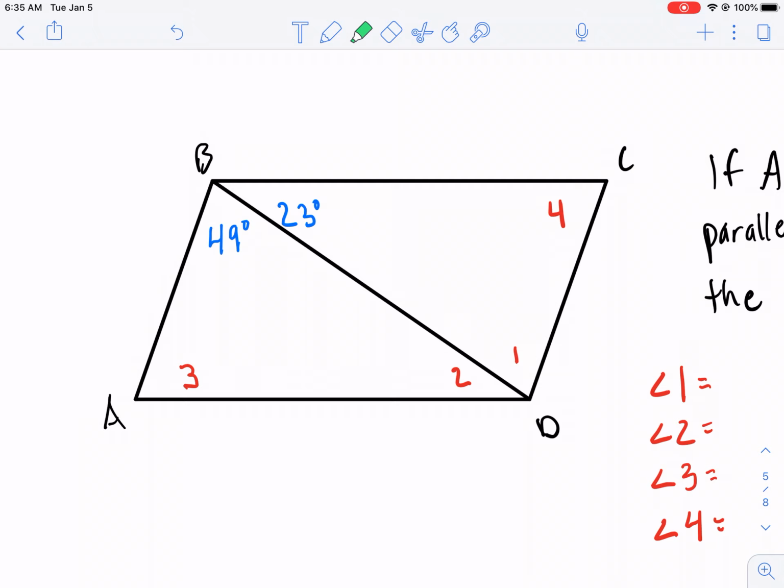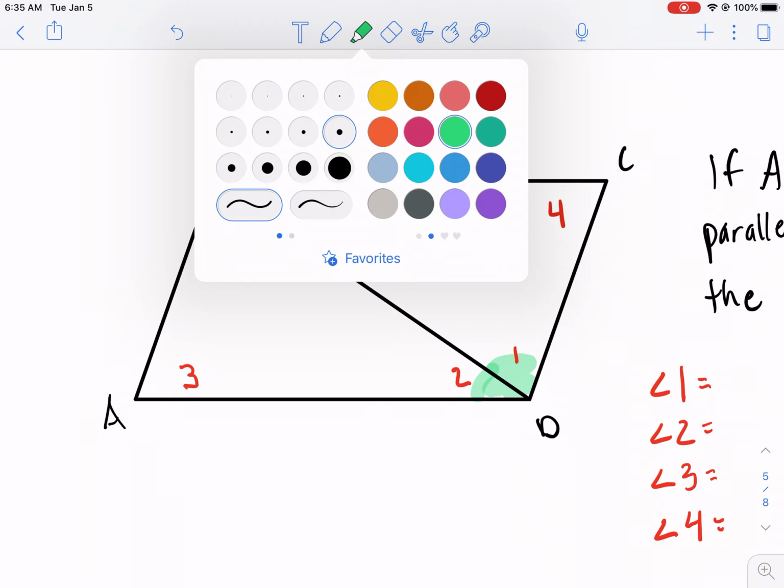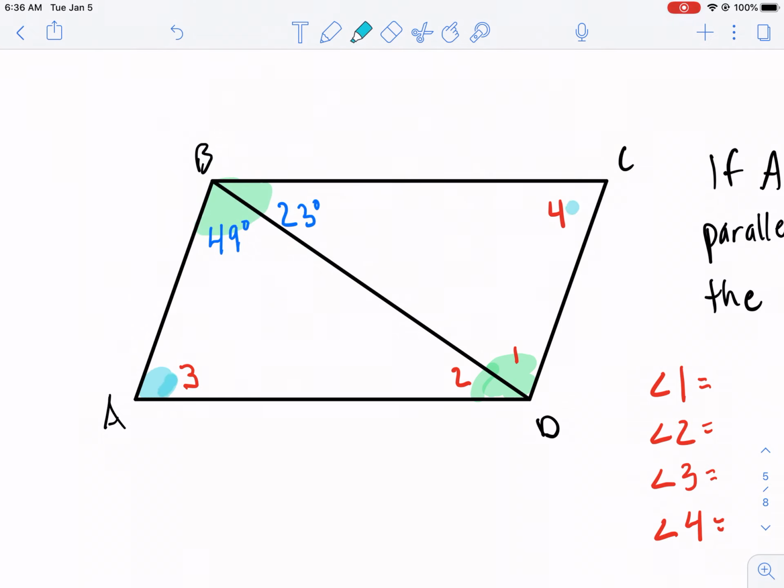Let's treat this like a parallelogram. That would mean that this whole angle right here is going to be equal to this whole angle here. Okay, nothing's new. And then this whole angle here, 3, is going to be congruent to 4. So let's treat it as such.